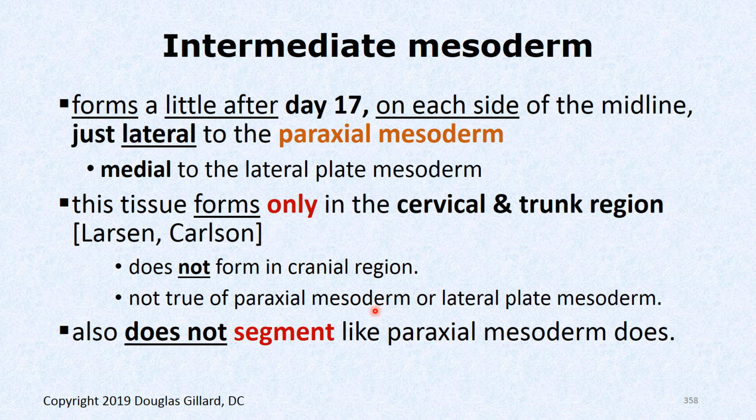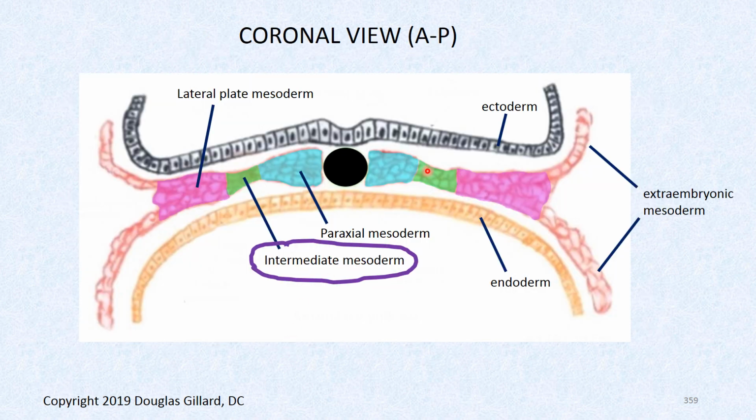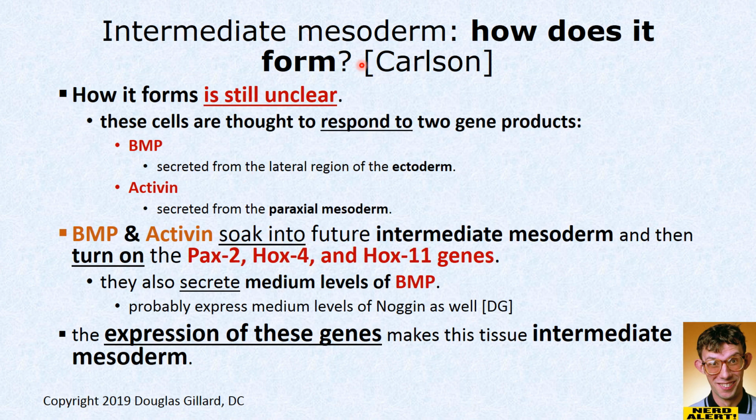Okay, this doesn't segment, so there's no segmentation. Now, we haven't talked about that, but again, the paraxial mesoderm will turn into segments or blocks of epithelial tissue. This one doesn't. Here it is again in green. Always showed you that. How does it form? This one's still unclear.